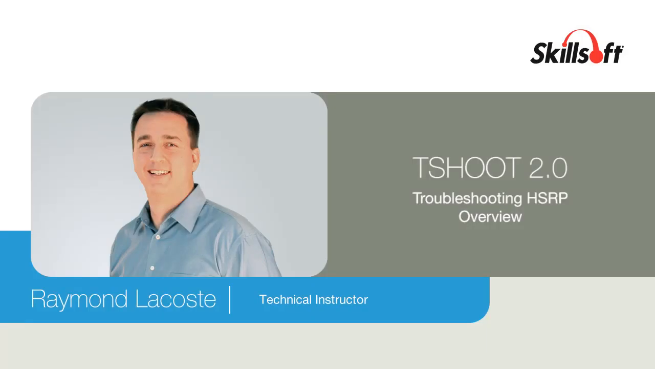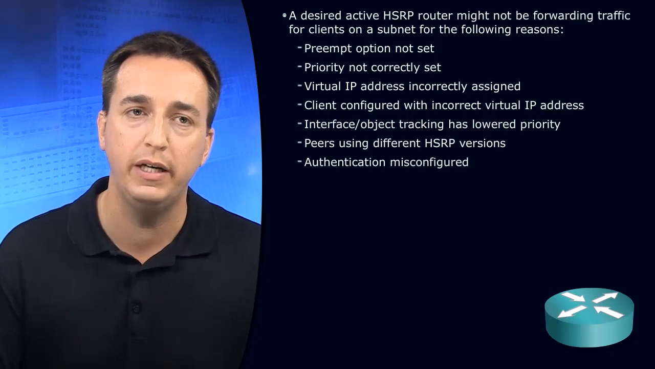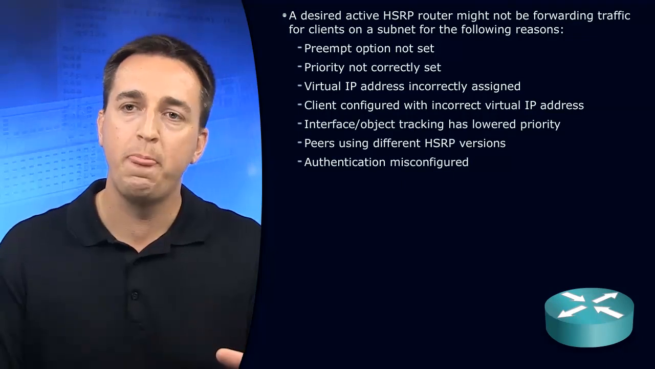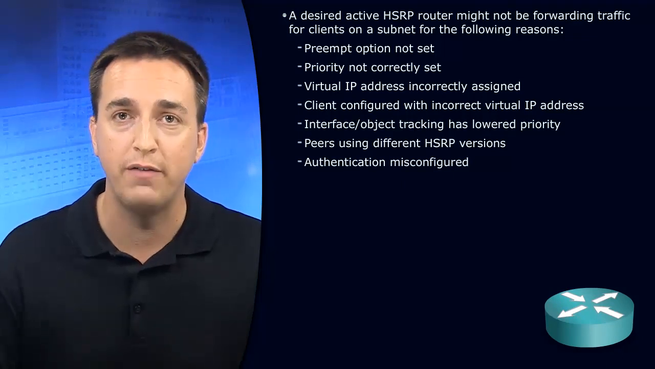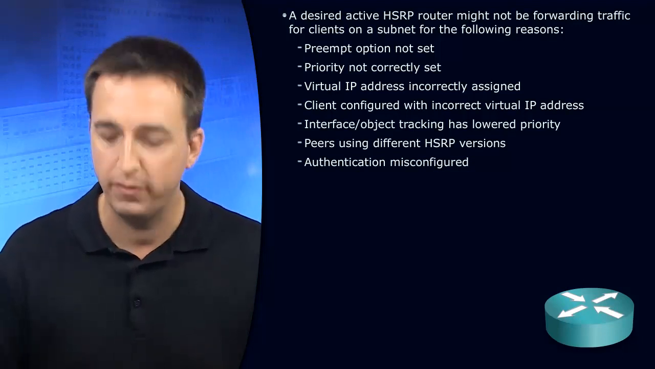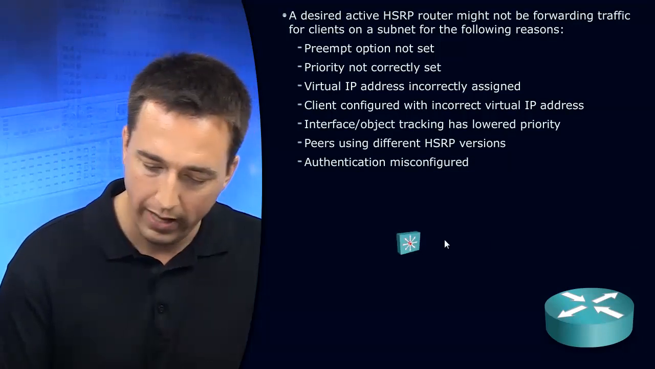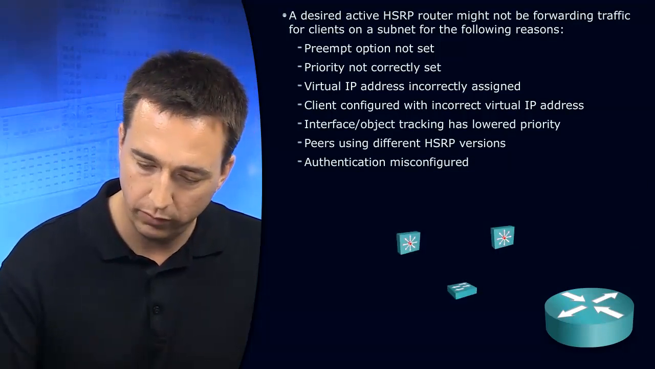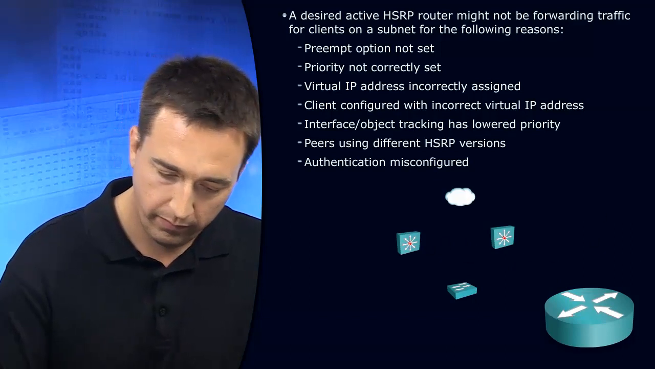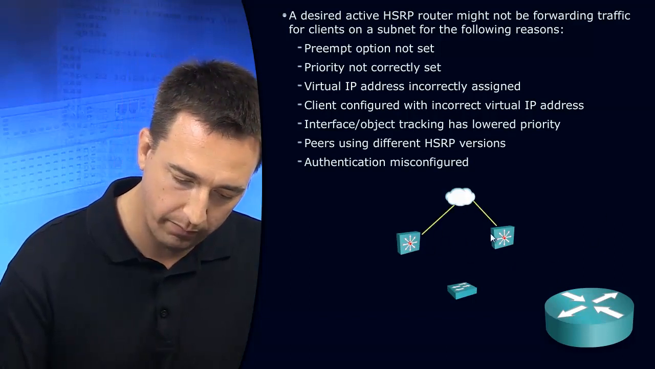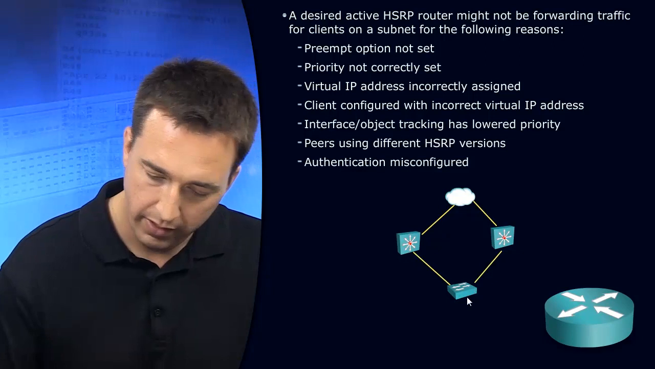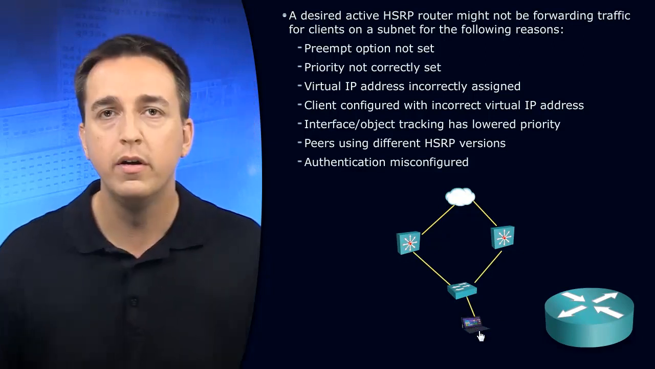The majority of issues you will experience with HSRP will relate to the wrong router forwarding traffic for you. You want a certain router to be forwarding. So let's say we have this particular topology right here. So let's connect everything up in our topology. So we're all connected here.